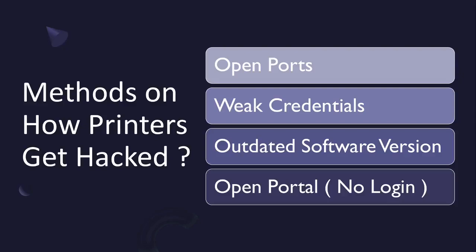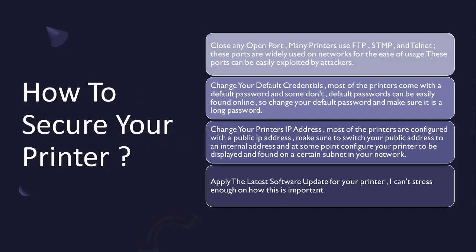Now, how to secure a printer. Close any open ports. Many printers use FTP, SMTP, and Telnet. I actually talked about Telnet, which is port 9100. These ports are widely used in networks for ease of usage. Honestly, these ports can be easily exploited by attackers. Like I said, if these ports are open, most of the time they can be easily accessible.